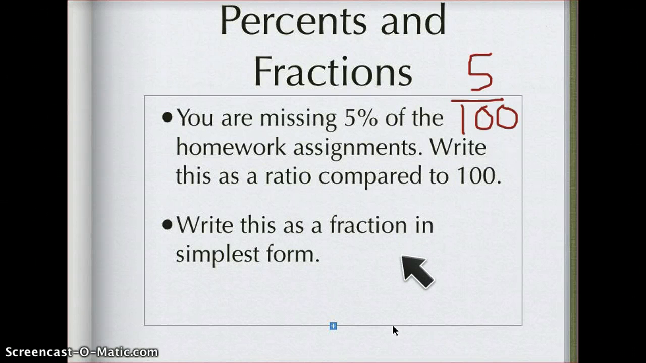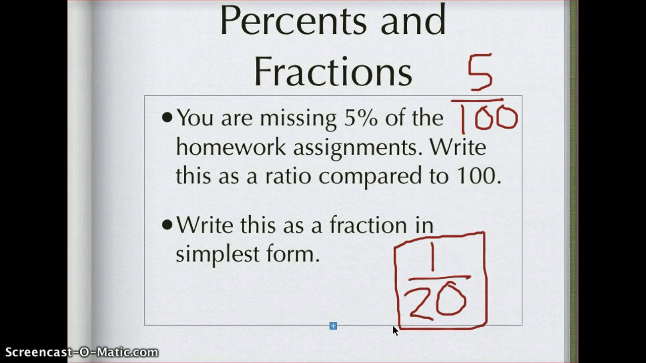Part 2 says, write this as a fraction in simplest form. Well, I already have a fraction, 5/100ths. I just need to simplify this. You could use the cake method, you could use whatever method you feel comfortable with, but 5/100 should reduce to 1 to 20. So my final answer is 1/20th. I'm missing 1/20th of the homework assignments.